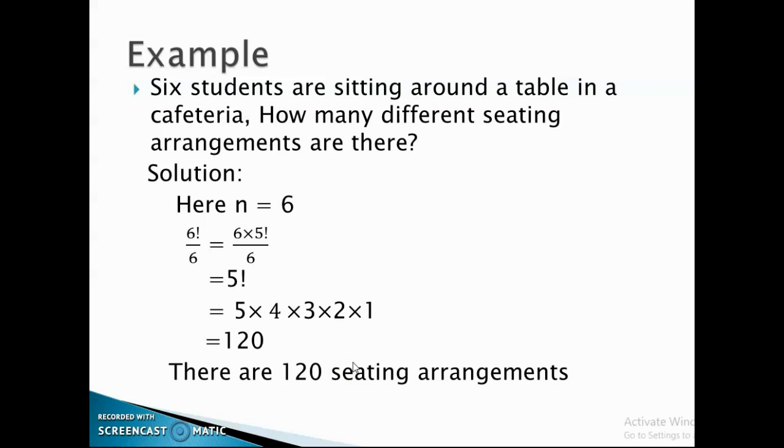Example of circular permutations. 6 students are sitting around a table in a cafeteria. How many different seating arrangements are there? Since there are 6 students, n is equal to 6. We divide 6 factorial by 6, which is equal to 5 factorial. And 5 factorial is the product of the first 5 natural numbers, which is equal to 120. So there are 120 seating arrangements for the 6 students in a circular format.